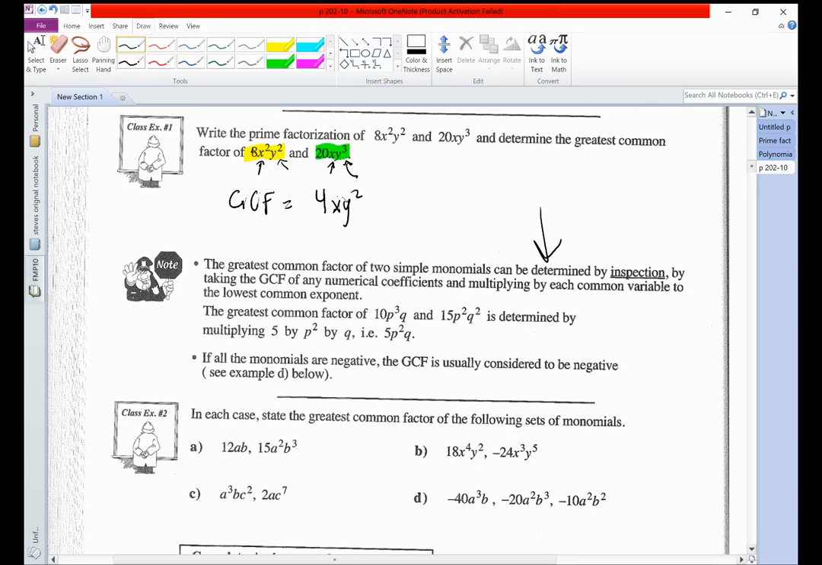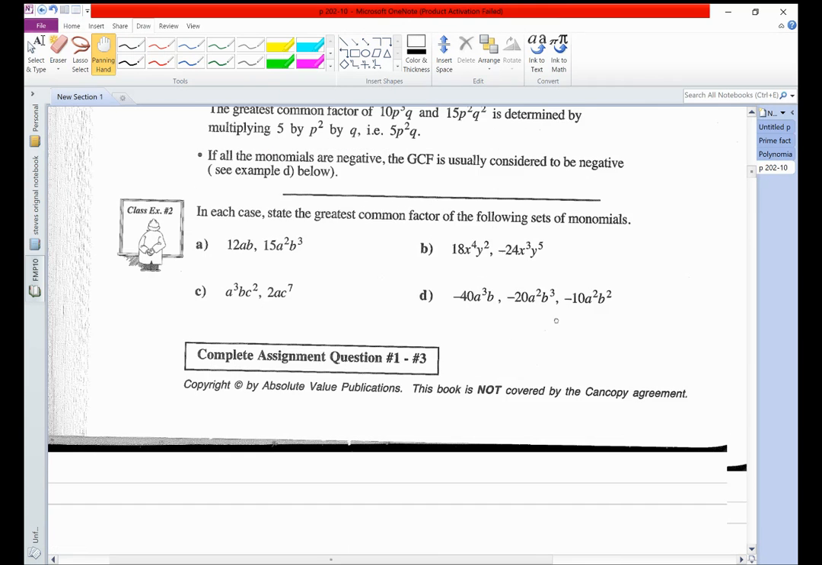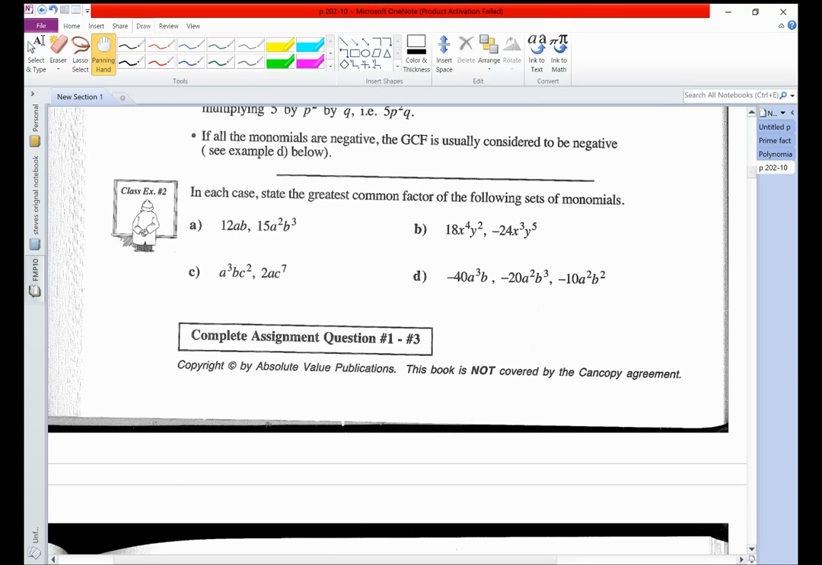The greatest common factor of 2 simple monomials can be determined by inspection, by taking the GCF of any numerical coefficient and multiplying by each common variable to the lowest common exponent. So we can keep doing that exact same thing with these examples. We're going to find the greatest common factor of these 2 terms here in A, 12ab and 15a squared b cubed.